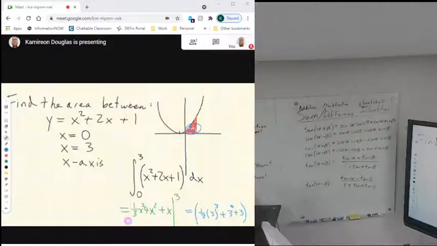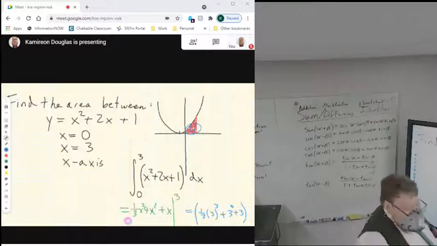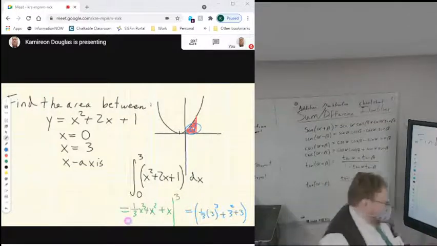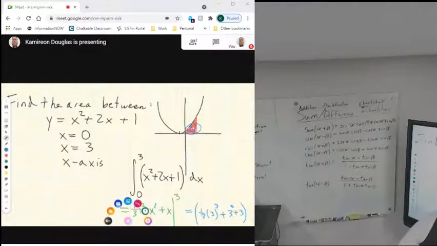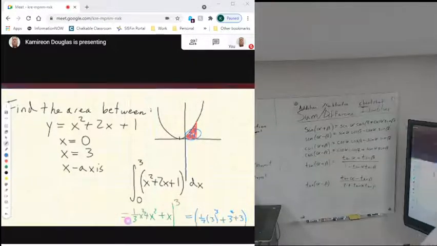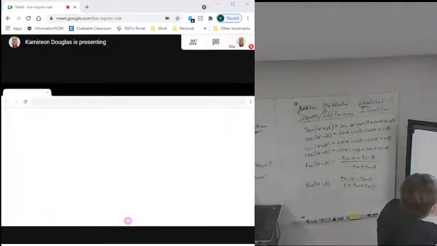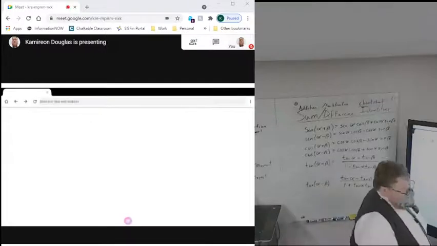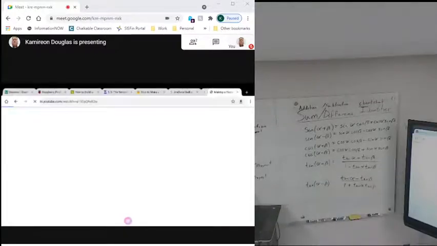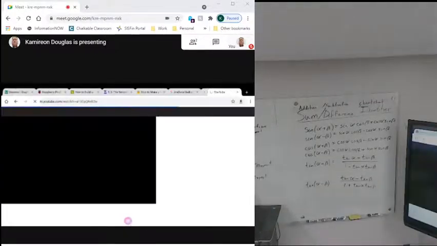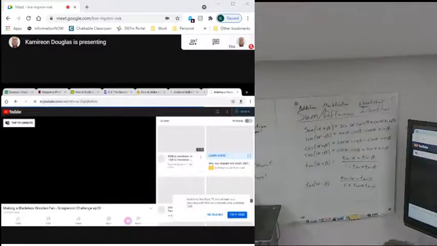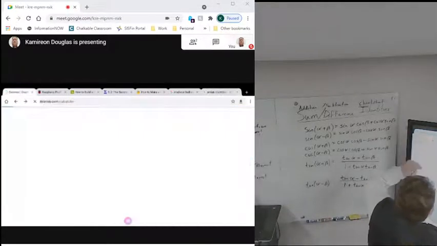Integrating between two curves. Now, I'm going to use Desmos to help because it's much easier if you have a picture of this function. So let's do that. Here you go, Desmos. So that was my first curve, x squared plus x plus 1. Let's look at the difference between two curves.